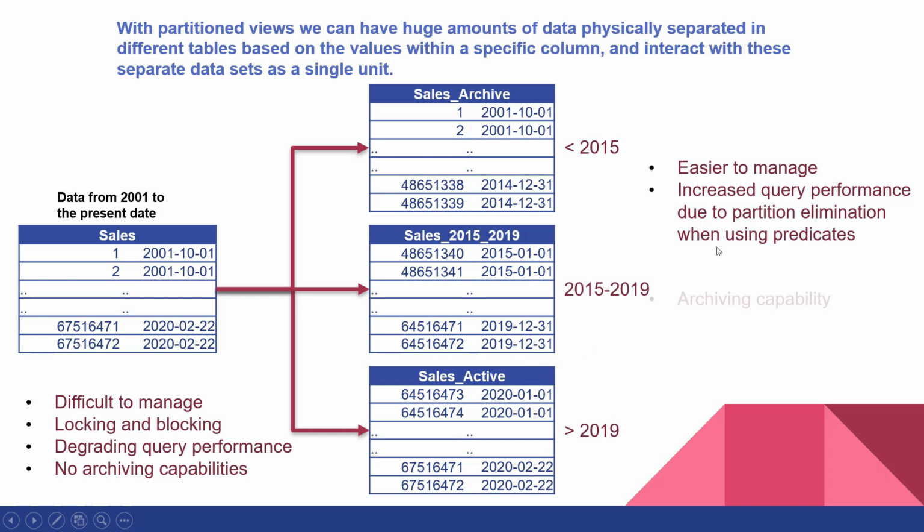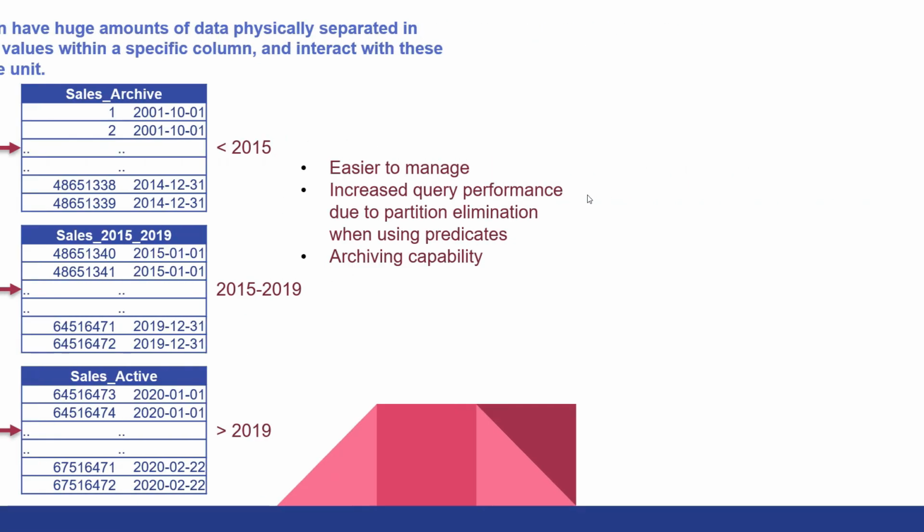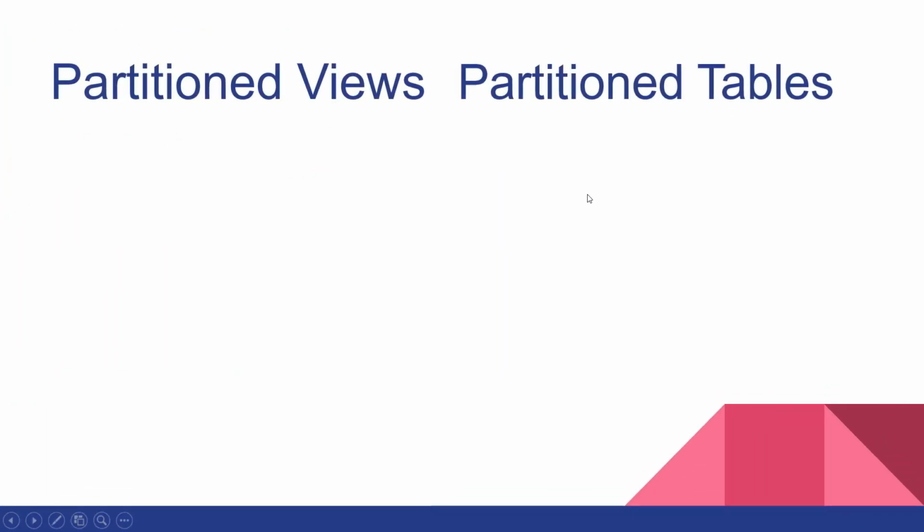Finally, we have archiving capabilities. Data that is no longer used can be moved to another table, which can then be stored on a separate disk. Aside from partition views, we also have partition tables. Both partitioning techniques improve data management, but differ quite a lot in terms of implementation. This can make choosing a partitioning strategy quite difficult.